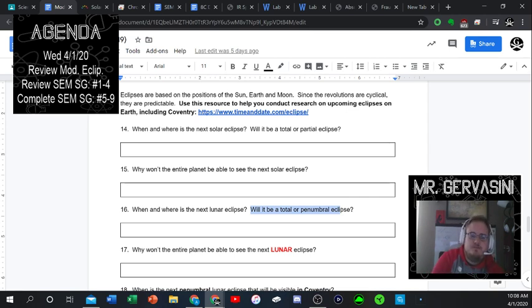So now the follow-ups, 15 and 17. Why won't the entire planet be able to see the next solar eclipse? Because the moon is so small, it's only going to cast a relatively small shadow across the planet, so very few people in very few locations will see that umbra of the moon fall on the Earth.